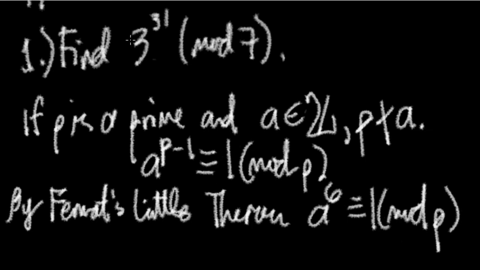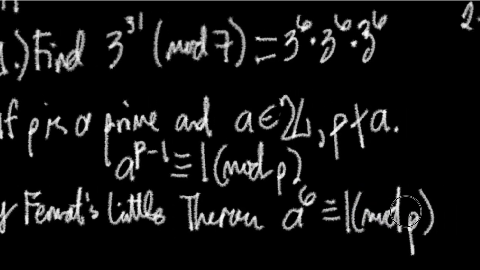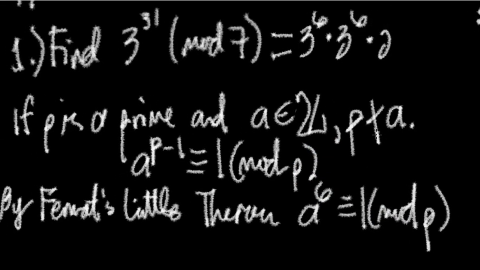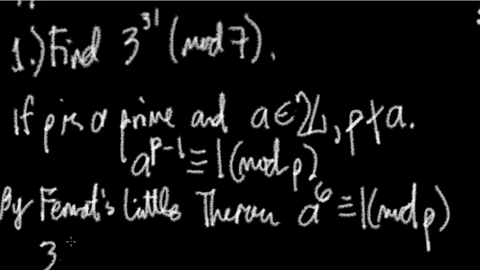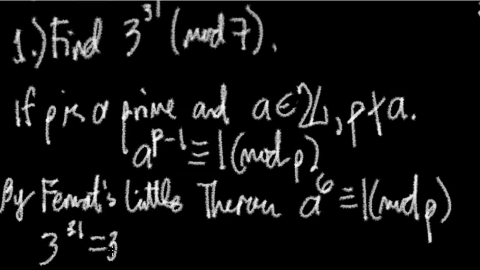So going back here, applying that to the form, 3 raised to 31 is equal to 3 raised to 6 times 3 raised to 6 times 3 raised to 6. Oops, I'm sorry, let's write it down below. So 3 raised to 31 is equal to 3 raised to 6 times 3 raised to 6 times 3 raised to 6.